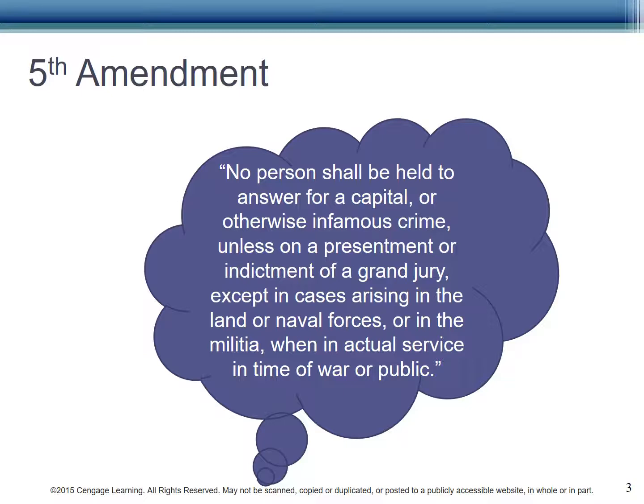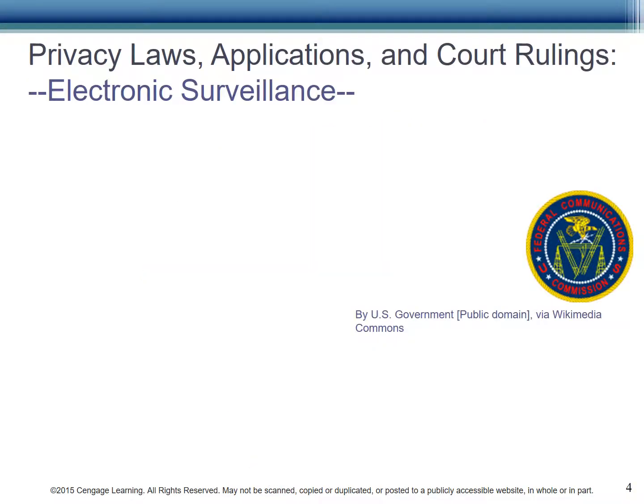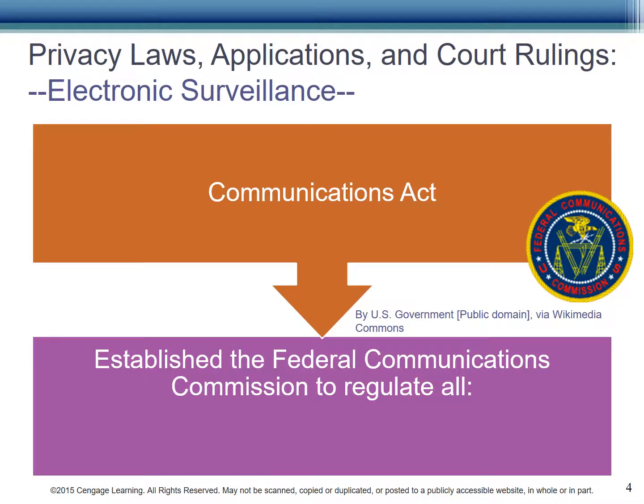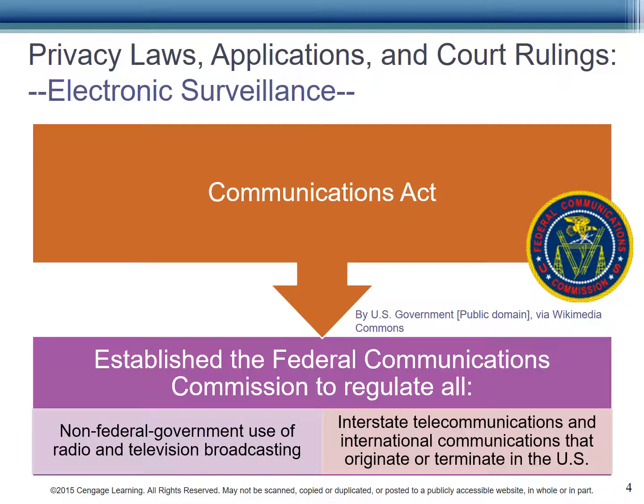Let's look at some examples of controversial decisions regarding electronic surveillance. The courts have made several rulings that affect electronic surveillance. First, they established the FCC to regulate government use of radio and television broadcasting. Otherwise, there would be an unbridled competition for limited bandwidth, and those organizations with the most money and the biggest satellite signal would always win, thus eliminating the voice of smaller markets. The FCC also regulates all interstate telecommunications and international communications that begin or end in the U.S.